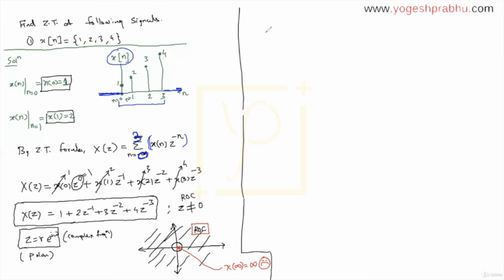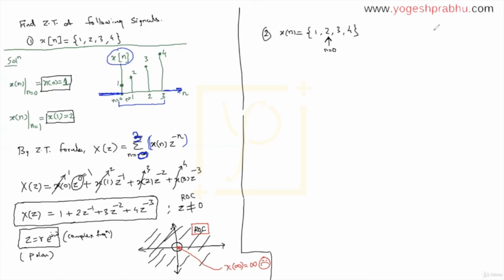Now let us solve one more question. The second question is x of n is equal to 1, 2, 3, and 4. Do you see the values are all the same? Now I'm just going to give you a little twist to this: what if I write down an arrow here? I just want to emphasize this arrow notation. Whenever we write an arrow here, this simply means this value is n equal to 0.